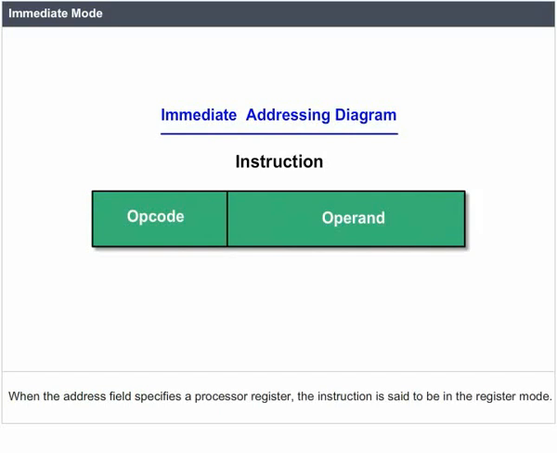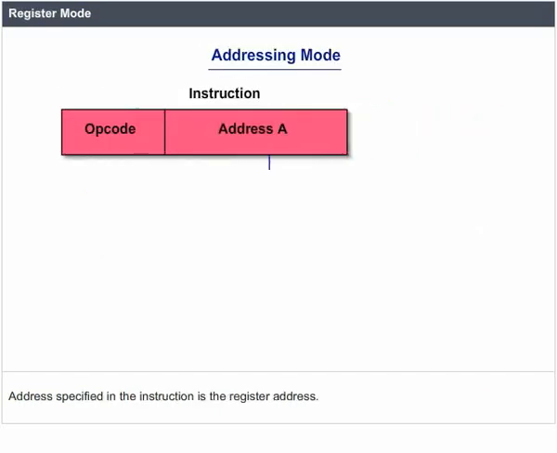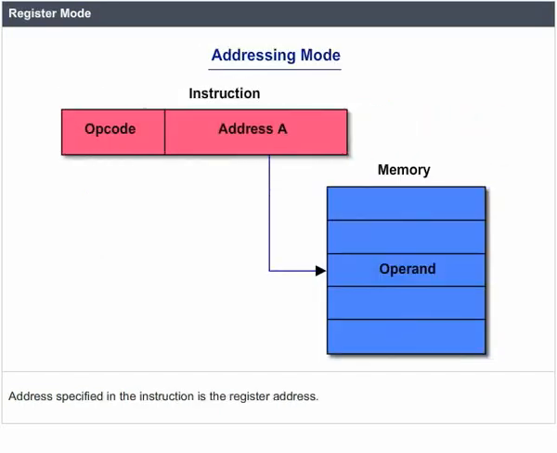When the address field specifies a processor register, the instruction is said to be in the register mode. Register mode: address specified in the instruction is the register address. Designated operand needs to be in a register. Shorter address than the memory address, saving address field in the instruction. Faster to acquire an operand than the memory addressing. A k-bit field can specify any one of the 2^k registers.